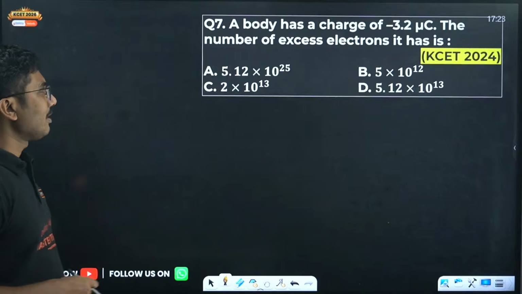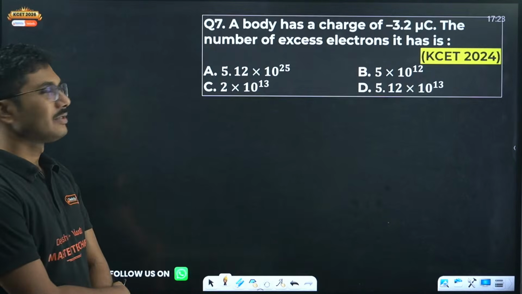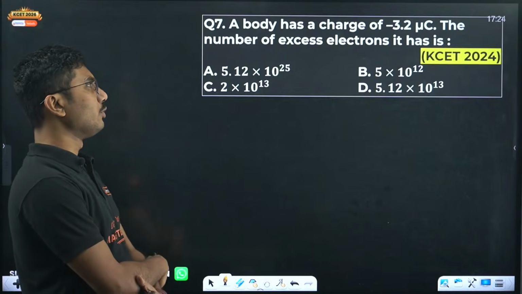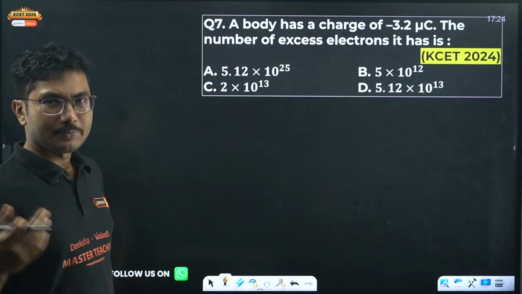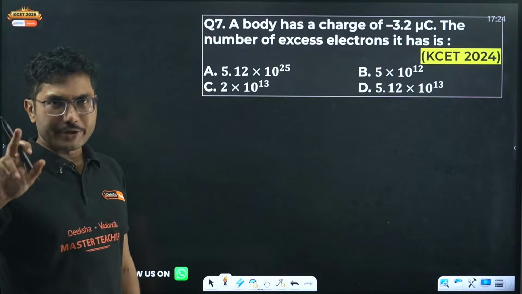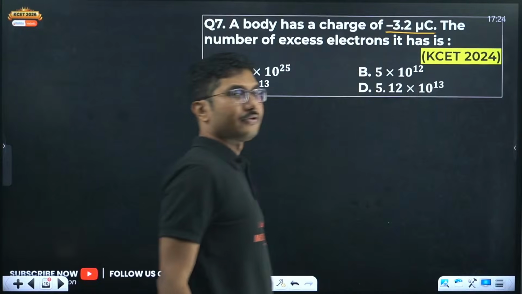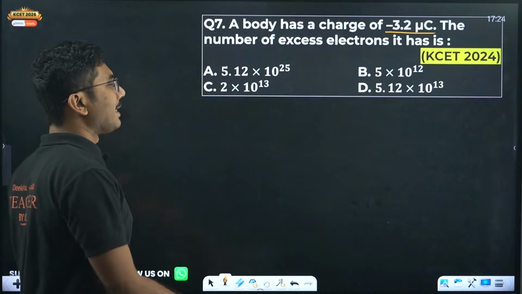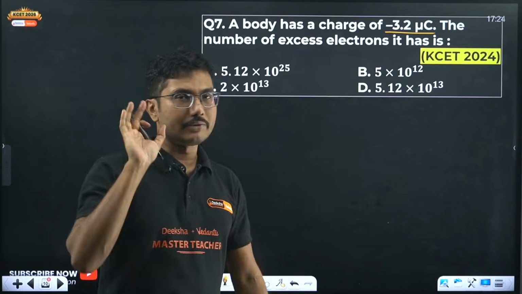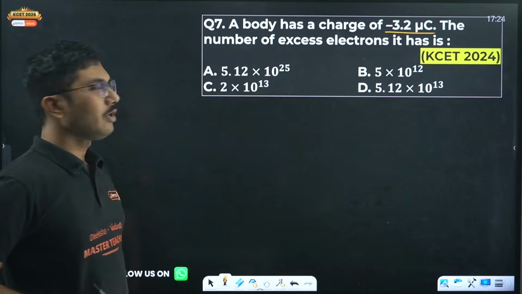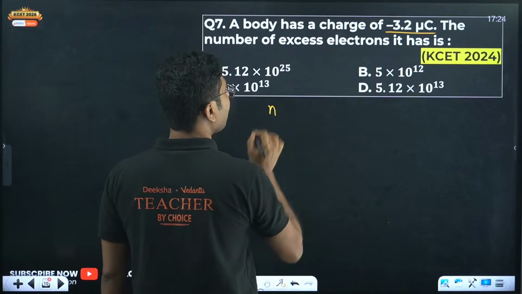Now next question. A body has a charge of minus 3.2 microcoulomb. The number of excess electrons it has. Now this problem can be solved in two ways. I will teach you, because it is given in the form of 3.2, it is easier. But if it is given in any other value, how to solve that, that also I will teach you, don't worry. So first of all, what is the question? Charge is given and we are trying to find the number of electrons.